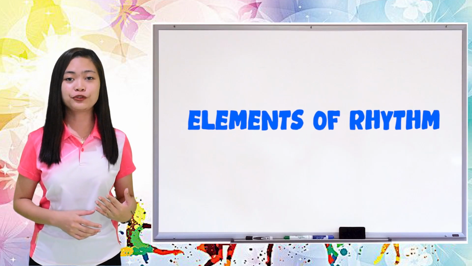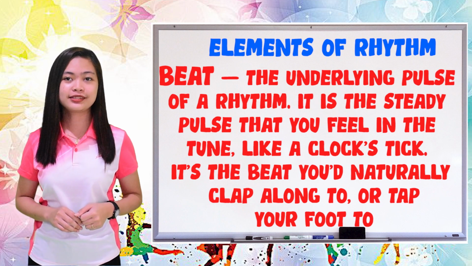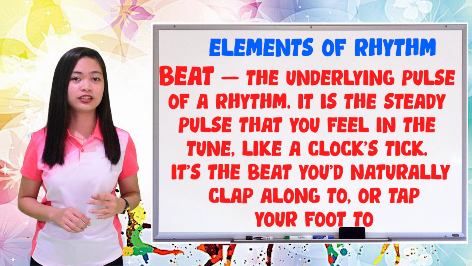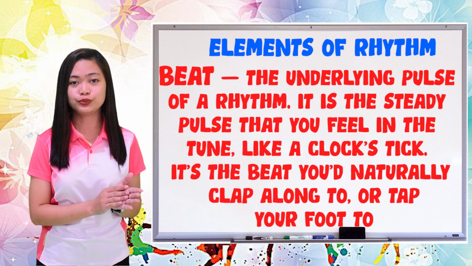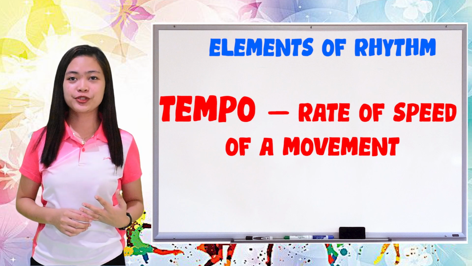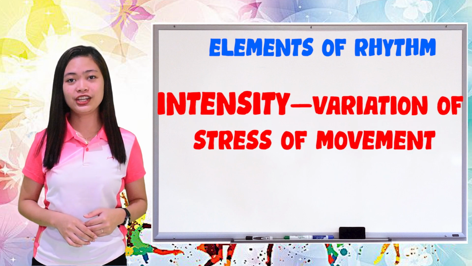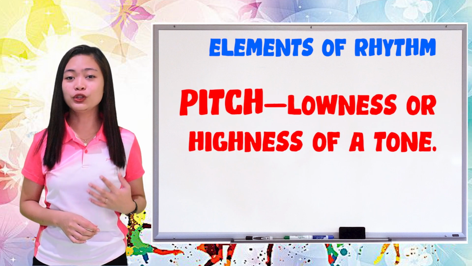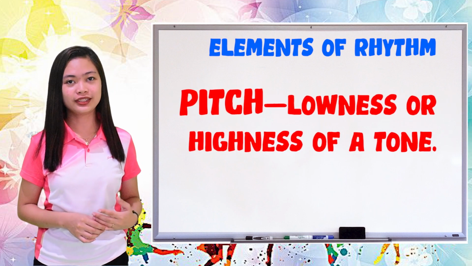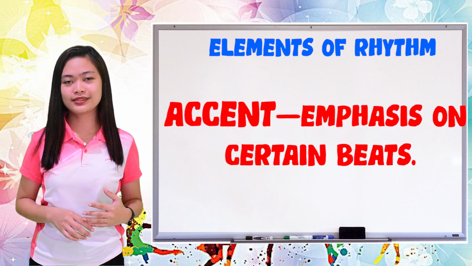Now, let's discuss the fundamentals of rhythm. Elements of rhythm. We have the beat, the underlying pulse of a rhythm. It is a steady pulse that you feel in the tune like a clock tick. It is the beat you naturally clap along to or tap your foot to. Tempo. It is the rate of speed of a movement. Next is intensity. It is the variation of stress of movement. Then pitch. It is the lowness or highness of a tone. Next is the accent. It is the emphasis on certain beats.